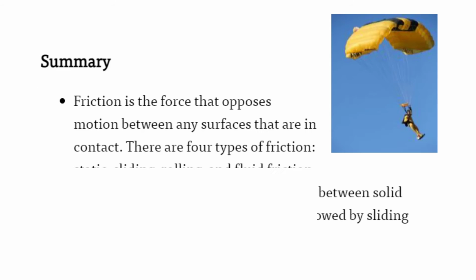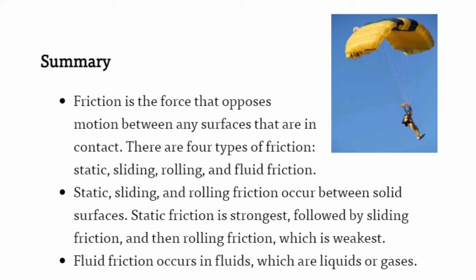Summary. Friction is the force that opposes motion between any surfaces that are in contact. There are four types of friction: static, sliding, rolling, and fluid friction. Static, sliding, and rolling friction occur between solid surfaces. Static friction is strongest, followed by sliding friction, and then rolling friction, which is weakest. Fluid friction occurs in fluids, which are liquids or gases.